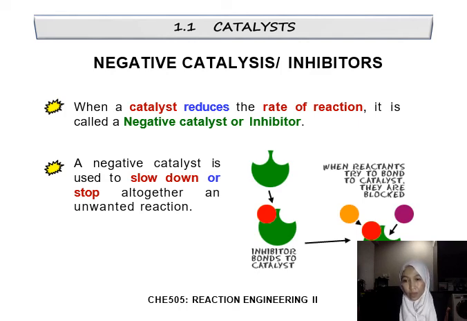So maybe in some of the reactions that we don't need the reactions to happen, especially in multiple reactions, we may use a negative catalyst to slow down or to stop those unwanted reactions.